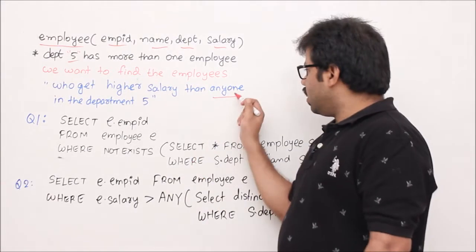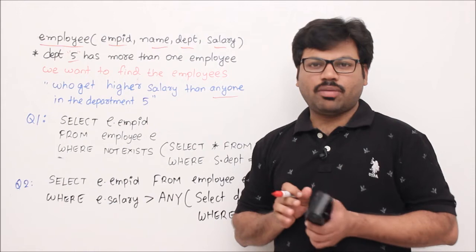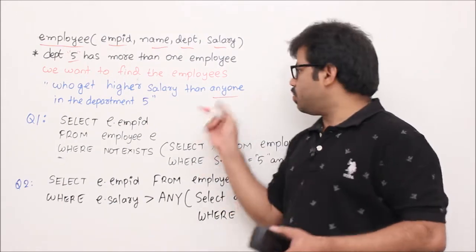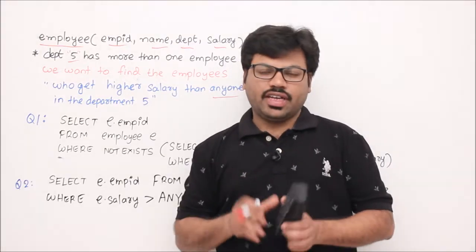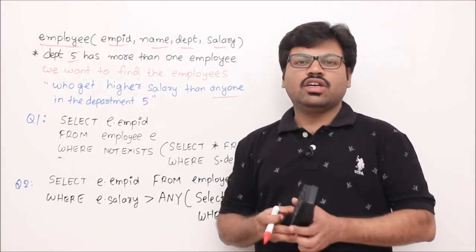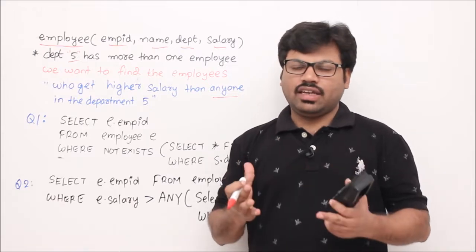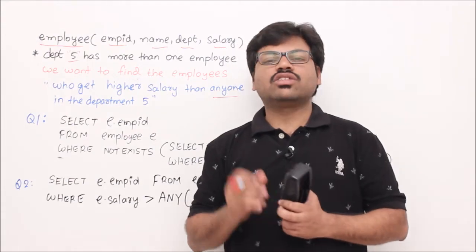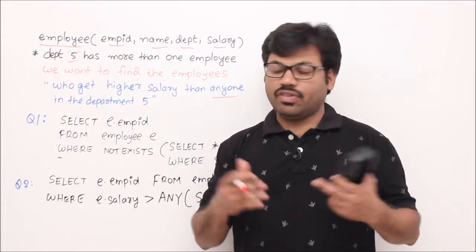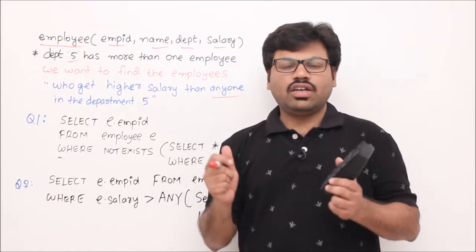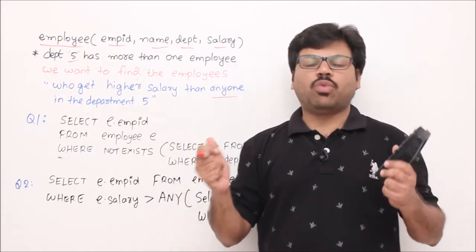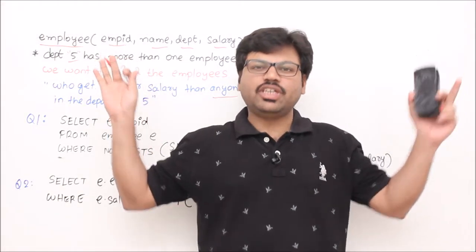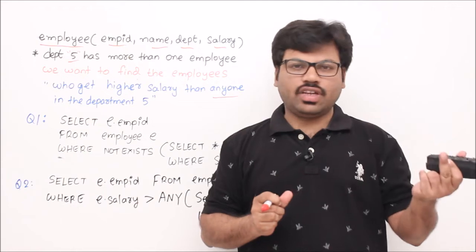This anyone means everyone in department 5. You should understand that: whenever any and one are written together without a space, it means everyone. For example, I give some similar statements. Say my salary is greater than anyone in this world. If someone says that, what does it mean? His salary is greater than everyone in the world. Second, a wrestler or bodybuilder says, I am stronger than anyone in the world. That means he is stronger than everyone in the world.